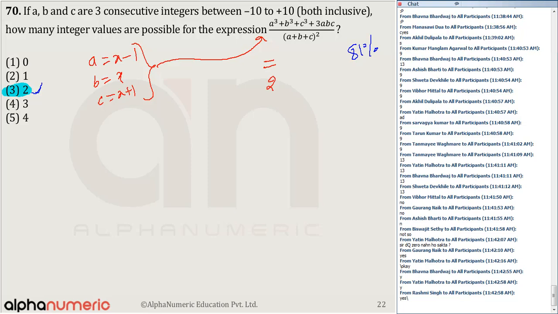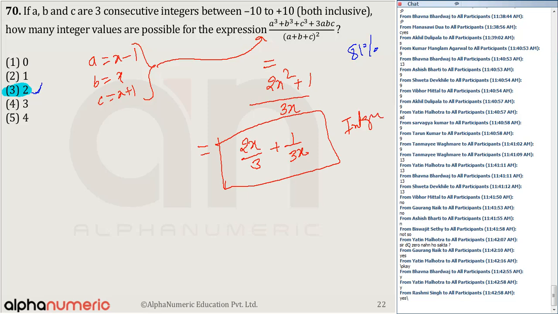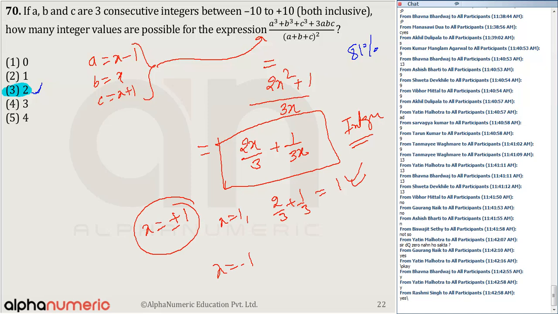This expression will be equal to 2x square plus 1 by 3x, which is equal to, just a minute, 2x by 3 plus 1 by 3x. This particular part, it has to be an integer. That is the question. And for this to be an integer, a key value satisfy karegi, that is x is equal to plus minus 1. Because if I take x is equal to 1, at x equal to 1, I'll get this as 2 by 3 plus 1 by 3, which is equal to 1. That is an integer. And at x equal to minus 1, I'll get minus 2 by 3 minus 1 by 3, which is equal to minus 1. So that's why the answer is 2. There are only two possible values.